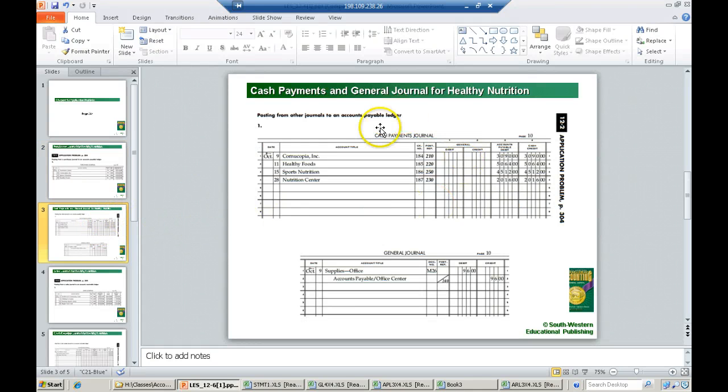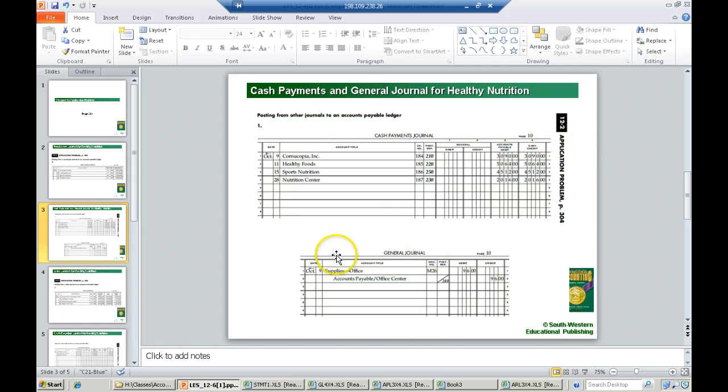12-2, we're taking the cash payments journal of just the accounts that we paid back. So again, we're paying these companies back, or these vendors back. There's going to be a lot more entries in your cash payments journal, but these are just dealing with the accounts that we owe money to.